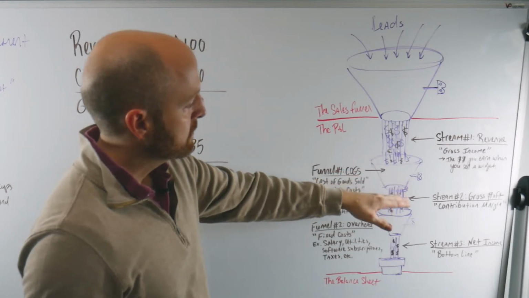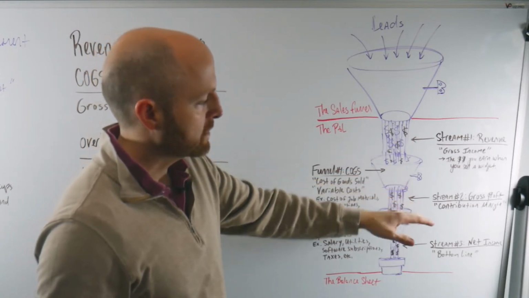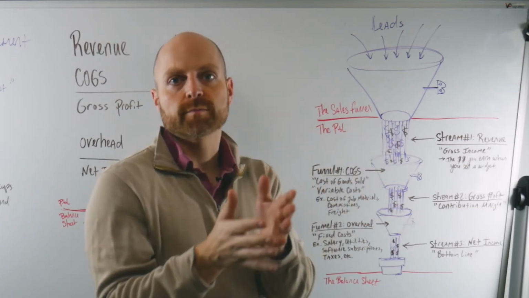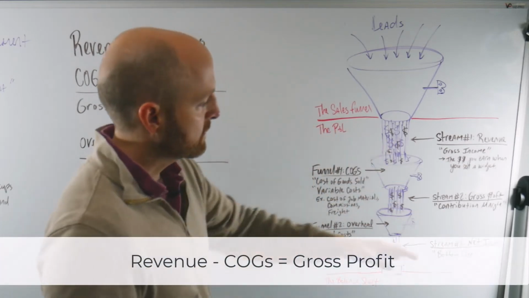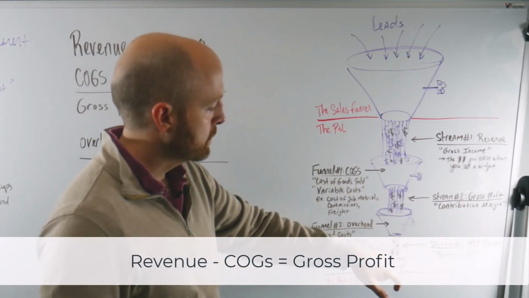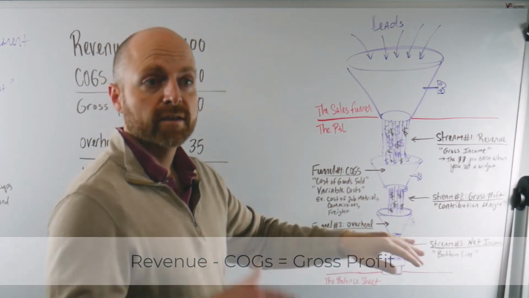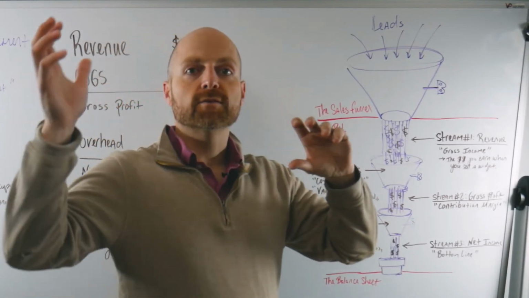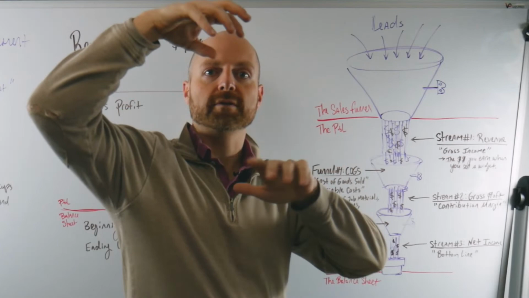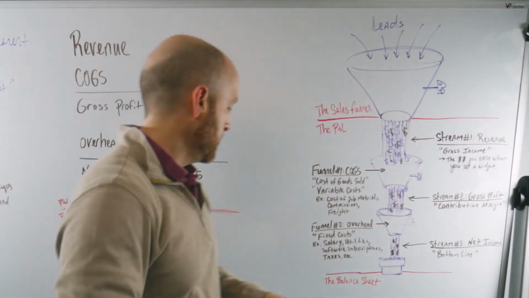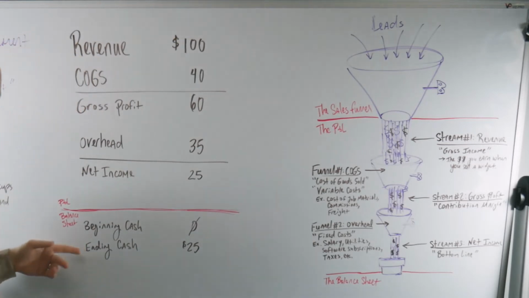And then you move on to the second stream. What's left over after that first funnel is called gross profit. So this is the second funnel, and we also call this contribution margin because it contributes to fixed costs. It contributes to paying them, right? And the whole goal is to have a lot more contribution margin than overhead because that creates a lot of money that can go into our cash account, right?